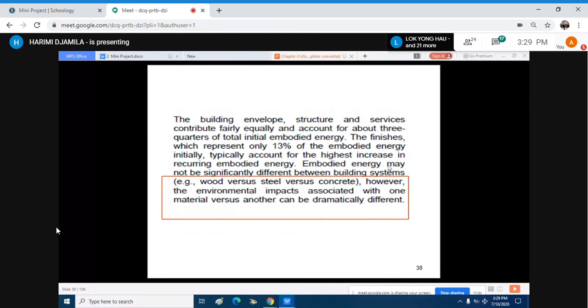There's a term made. You have to be careful; it is not necessarily correct. Wood versus concrete: in some cases you may find there's not a lot of difference. However, the environmental impact associated with one material versus another can be dramatically different. In terms of energy, the usage is probably almost the same, but the impact of the building materials on the environment is a different story. So environment and energy are both supposed to be included. I will add other information later on.